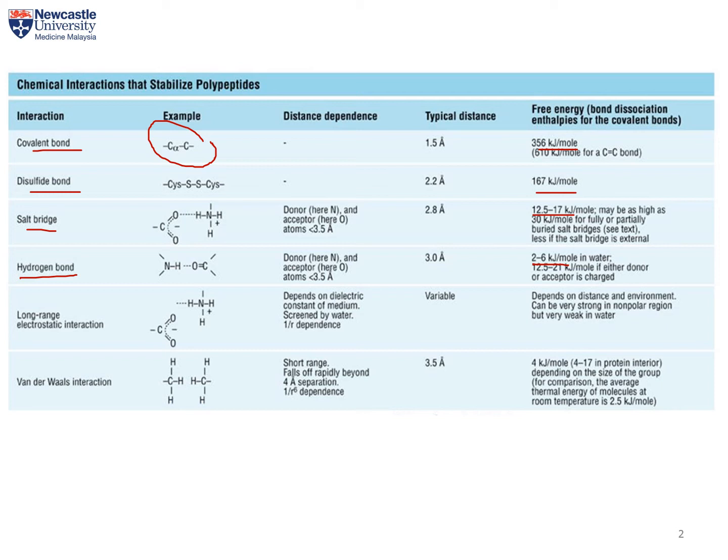So another type of interaction is called the long-range electrostatic interaction, which is similar to salt bridges, but they happen at a larger distance. So the bond strength is variable. Last but not least, you have the van der Waals interaction. You always thought that it is the weakest of all, but it is actually pretty close to the hydrogen bond. And it can be even stronger in the protein interior.